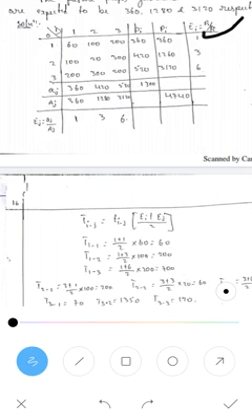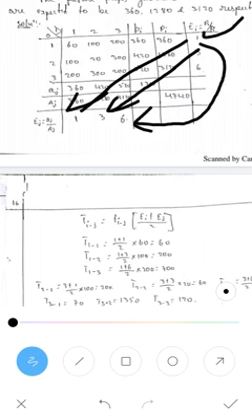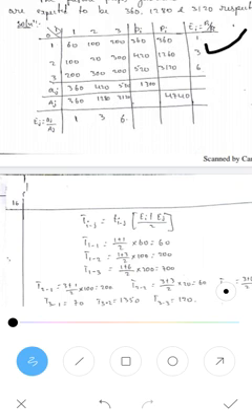So 1 1, 1 2 and same 1 3. Okay, this is all. After one is finished, you have to go for the second one, that is e2. So e1, e2 and e3. Like that you have to add it.